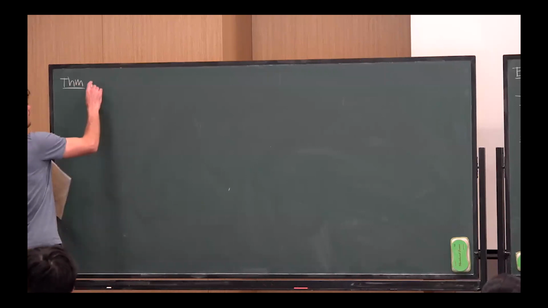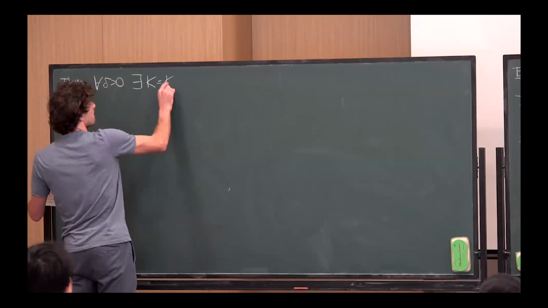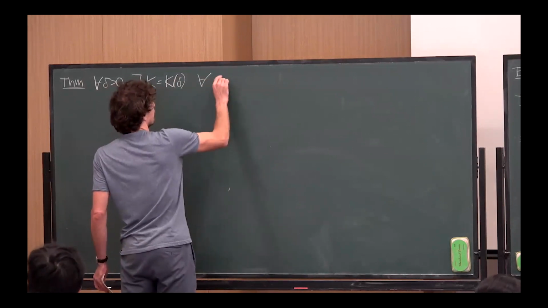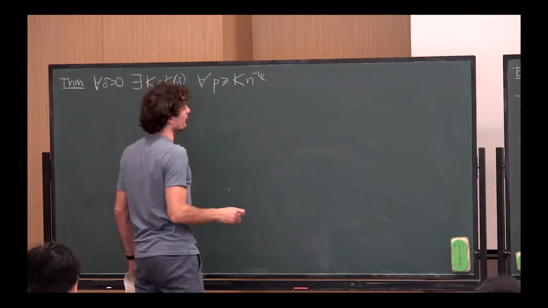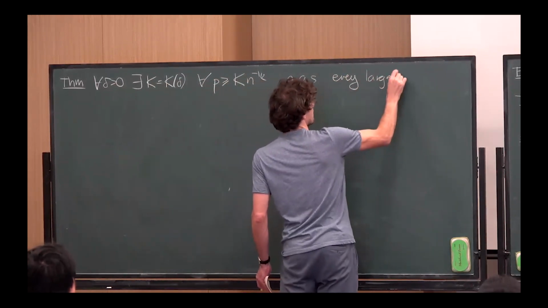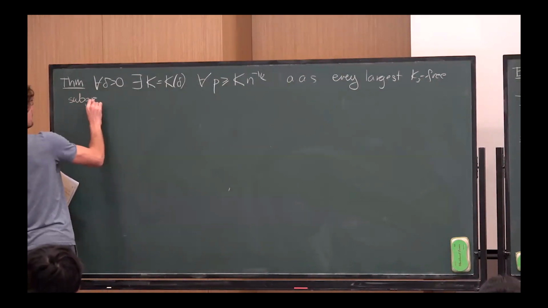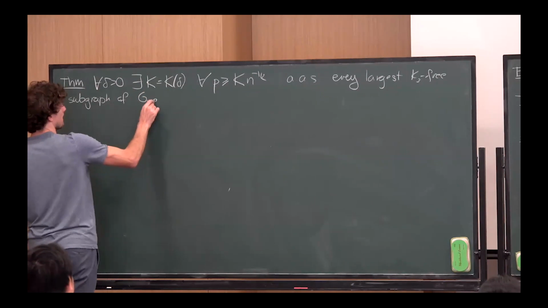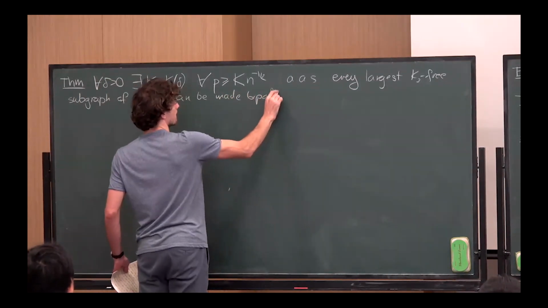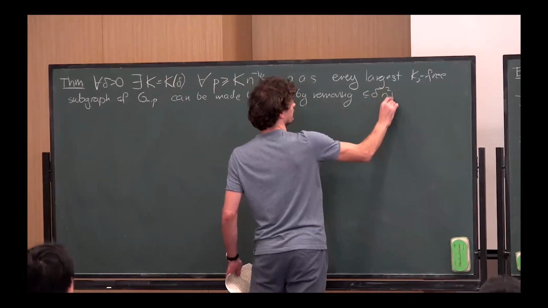So the theorem will say that for every delta, there exists a k, which depends on your delta, such that whenever we assume that p is k over square root of n, then asymptotically almost surely, every largest triangle-free subgraph of G(n,p) can be made bipartite by removing at most delta n squared p edges.